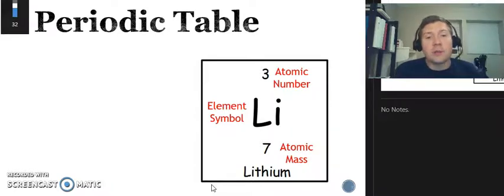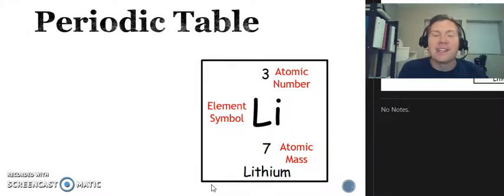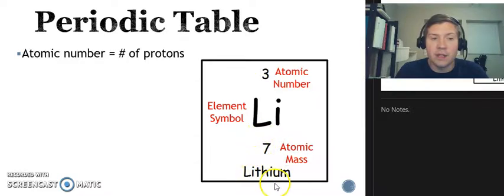Alright, the periodic table, hopefully you have seen it. You may not be super familiar, but this is what one entry on the table looks like. So there's a lot of information here. Up here we have a number which is called the atomic number. Here the symbol of the element. Here is the atomic mass, and here is the name of the element.